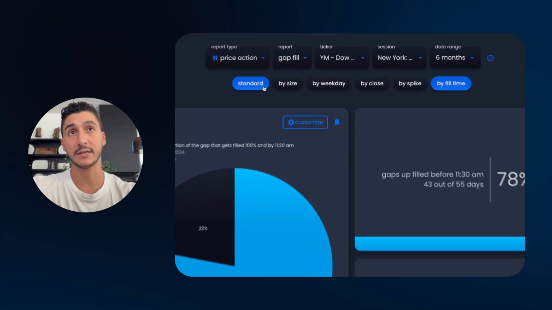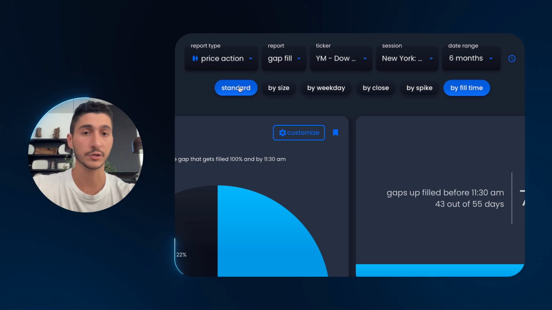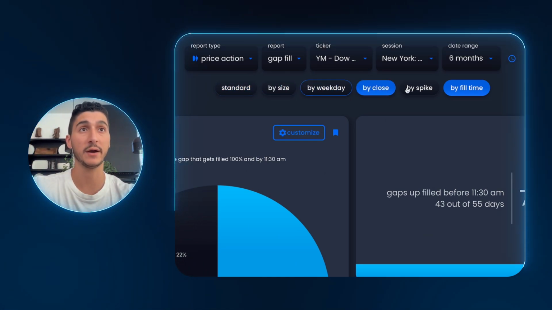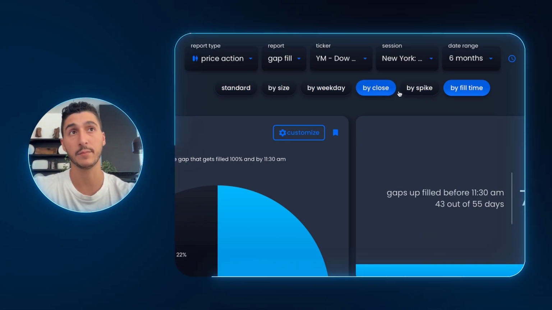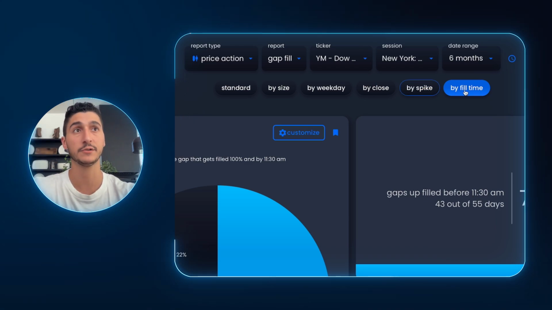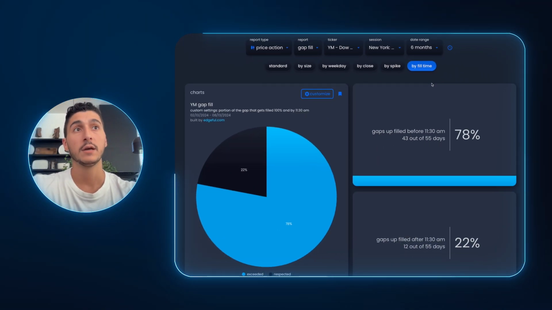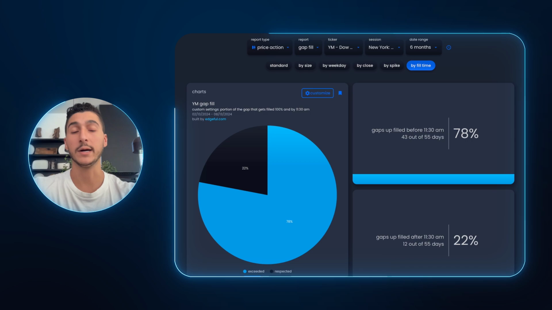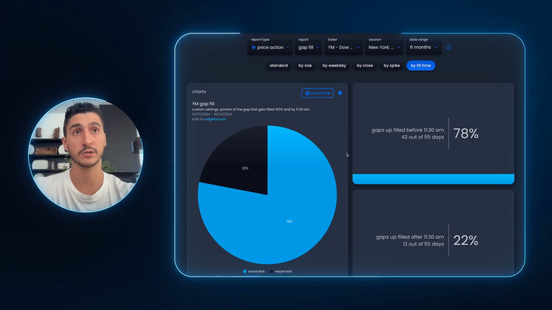Now we have all the stats for the standard, which includes all gaps. We have by size, by weekday, etc. We have it by close and by spike. You can watch the videos for those. But people were asking to see, well, what time do the gaps generally fill? So that's what this report does.